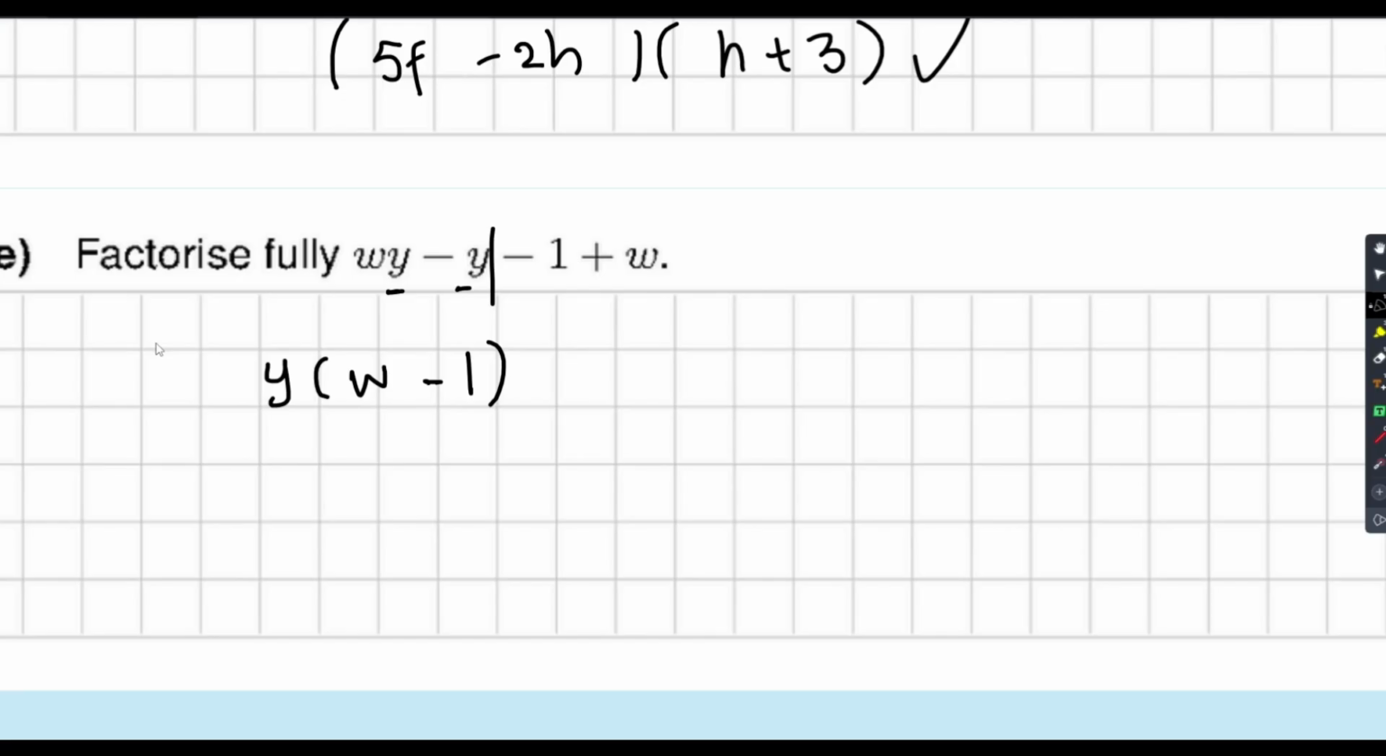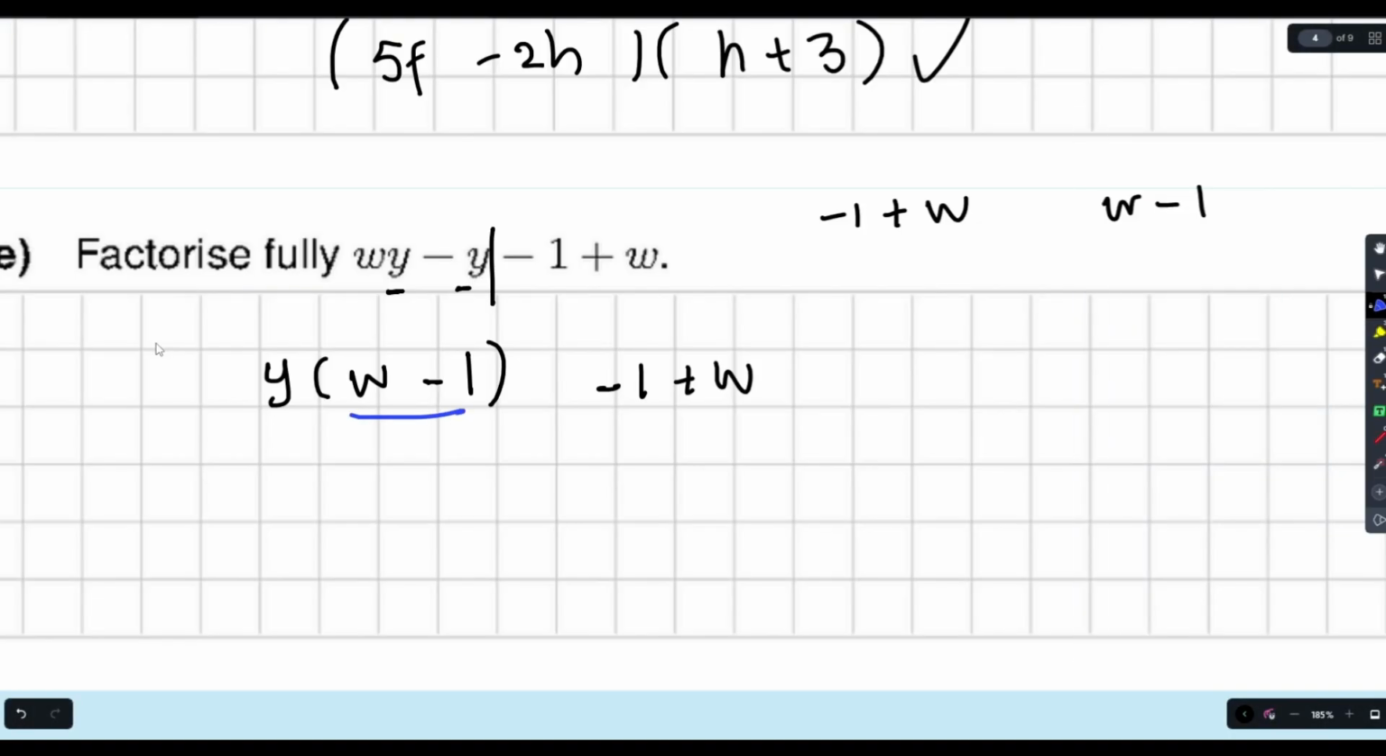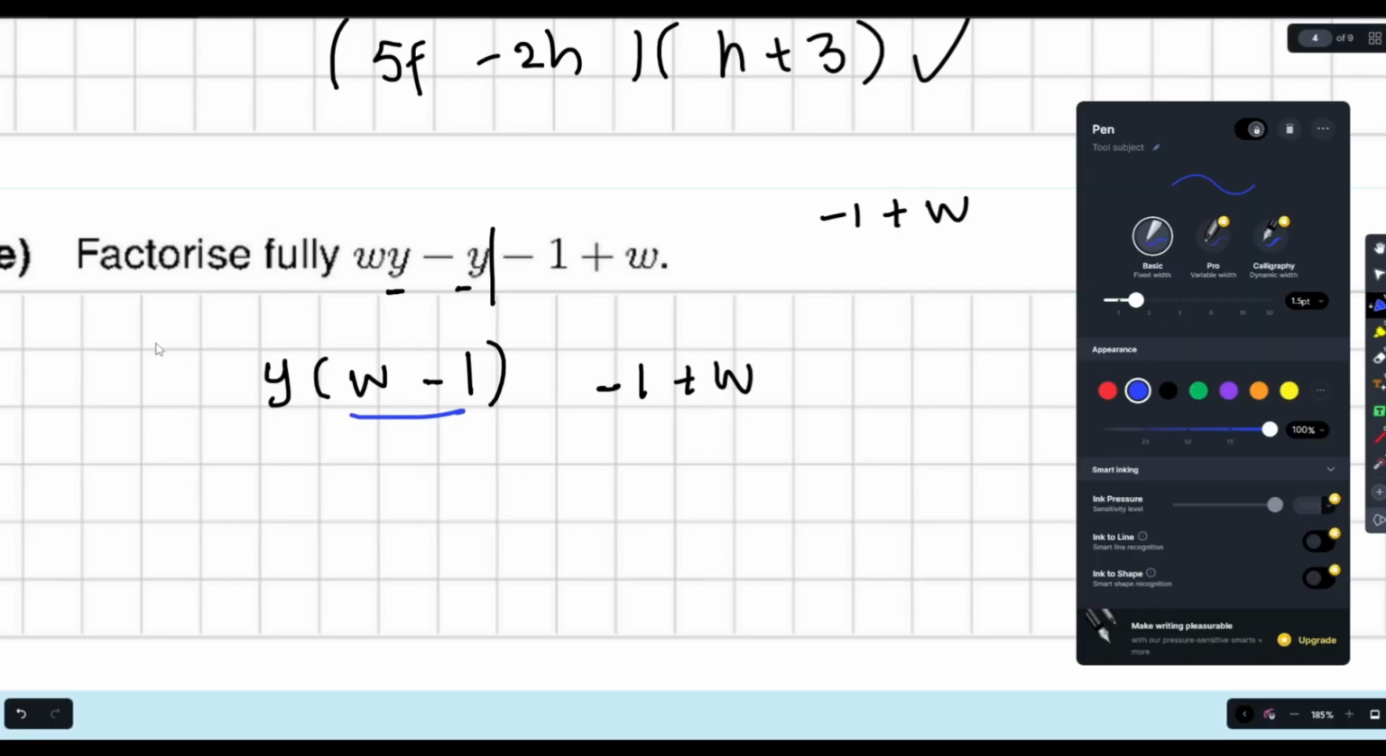Now if we look at this other one, and this is where it's weird, what do we technically have over here? We have minus 1 plus w, okay? Which if I rewrite that, we know that minus 1 plus w is the same thing as w minus 1. And if we notice here, what is this bracket? We want to try and match that bracket. That thing is that bracket. Minus 1 plus w is w minus 1 if we reorder it. Okay, so I'm going to do that.